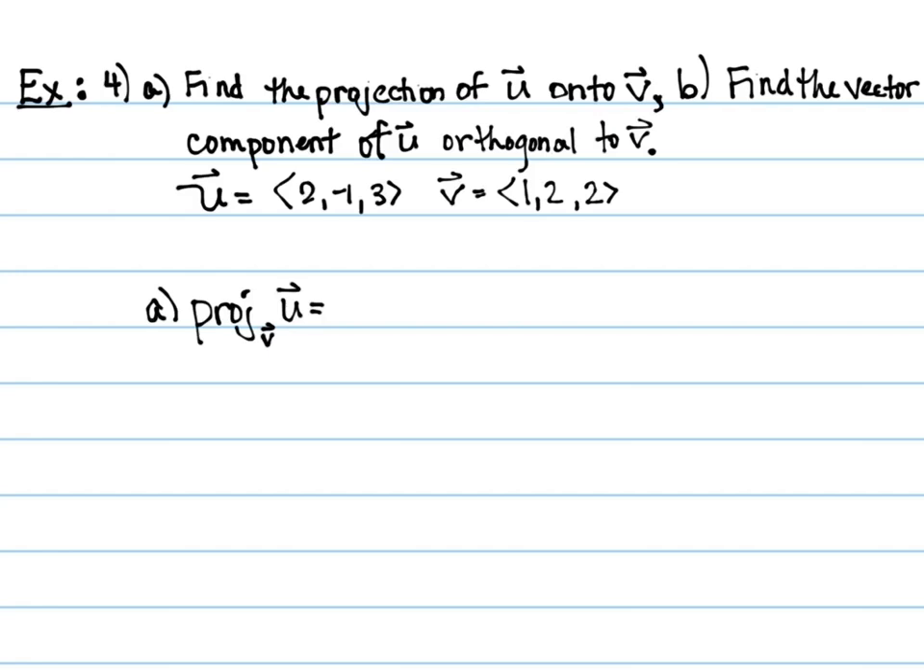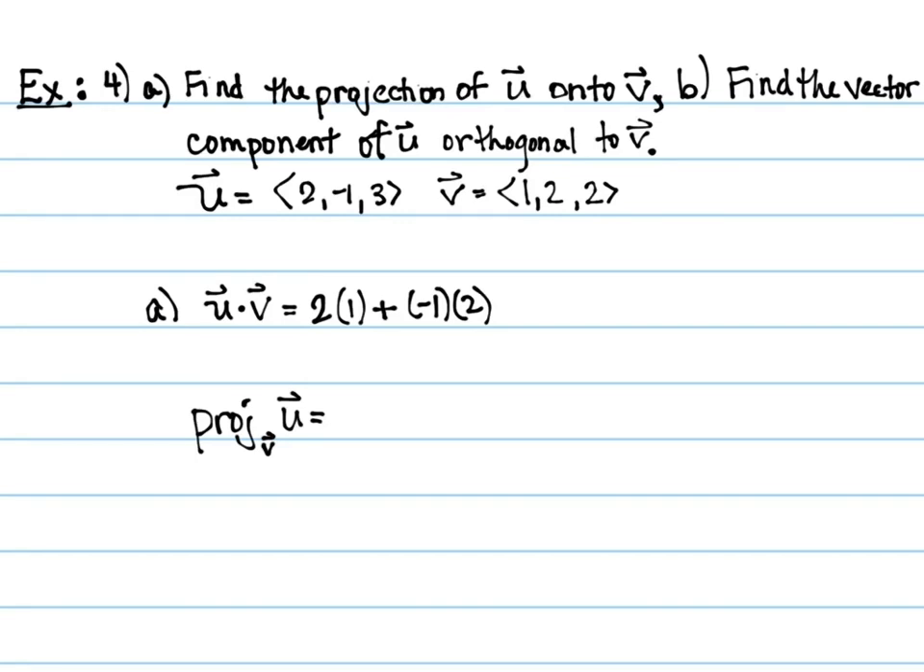What do we need? We need a dot product. So I'm going to actually shift this down for a moment and do the dot product first. So my dot product of u and v would be 2 times 1, the first components of v and u, plus negative 1 times 2, second components, and then 3 times 2, third components. 6 is it. Good job, Becca. Got a 6.